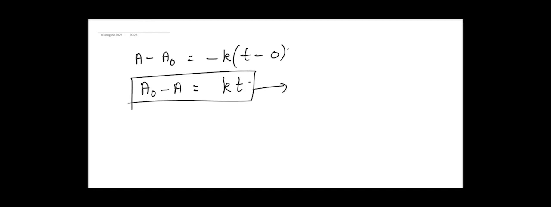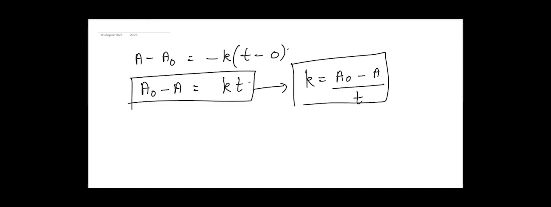This equation comes into use for solving many numericals. So this is the equation for zero order reaction. From here we can find out the rate constant of a zero order reaction. A naught minus A by t, this is the rate constant for a zeroth order reaction. Or if you want to find time, you can interchange k and t. So this equation as a whole comes into use for solving many numericals. So this is an important relation.